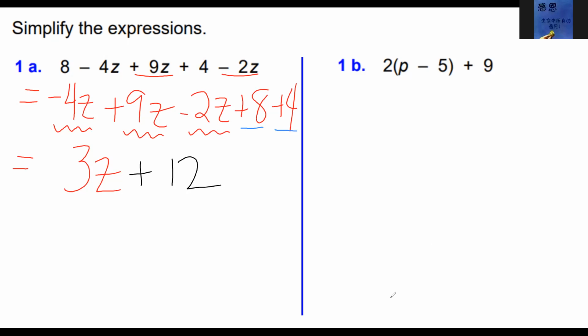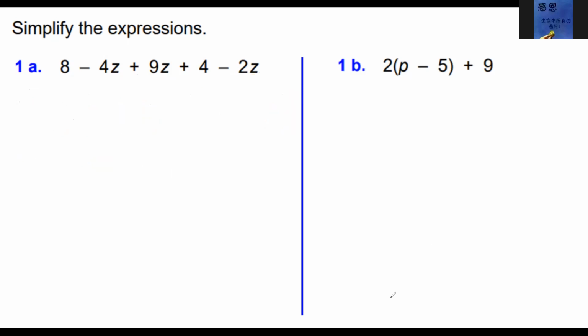But let me show you, everyone, watch. You don't have to do, see how I did that middle step? I usually don't bother. I just acknowledge what the like terms are. I'll add negative 4z plus 9z minus 2z. What's that? Oh, did I make a mistake in the last question? I forget what I wrote. Okay, negative 4 plus 9, that's positive 5. Positive 5 minus 2, 3z. No, I didn't make a mistake.